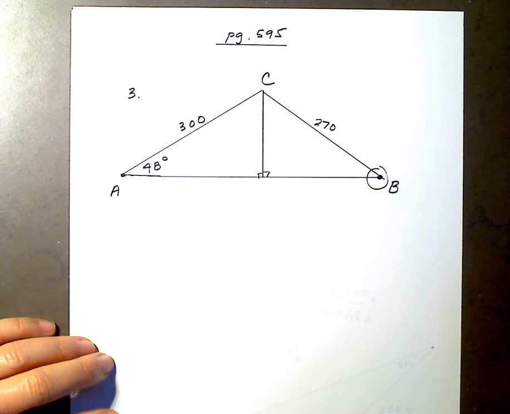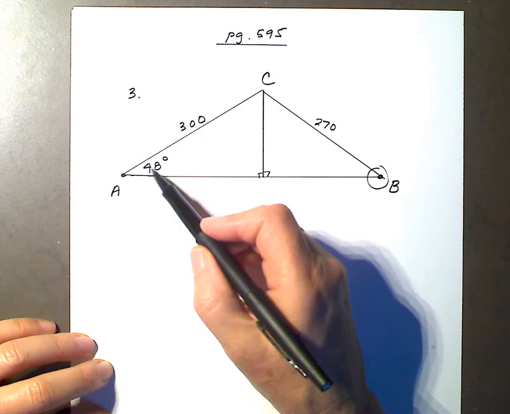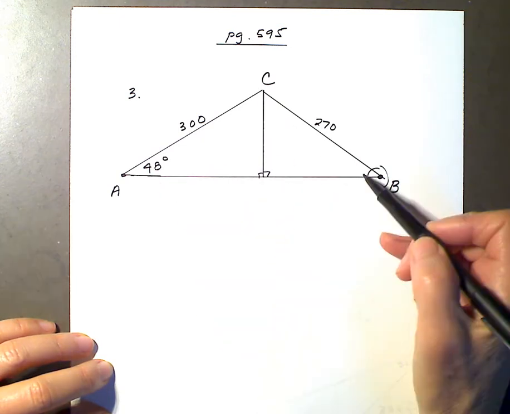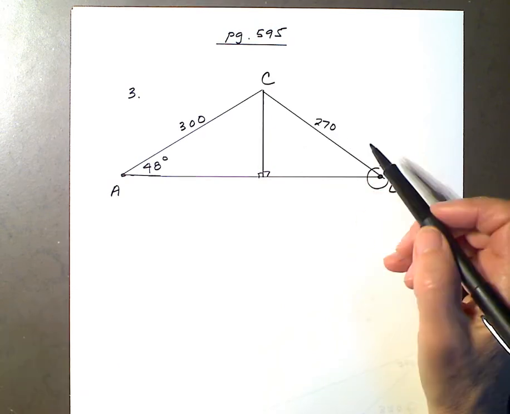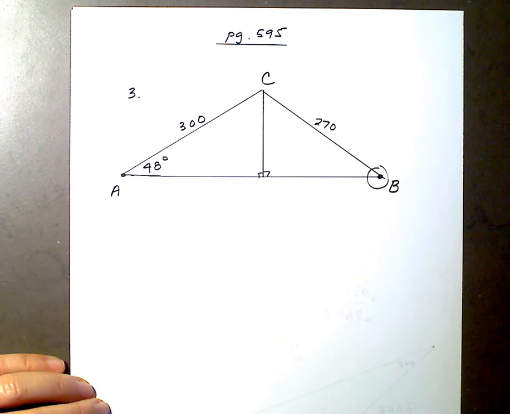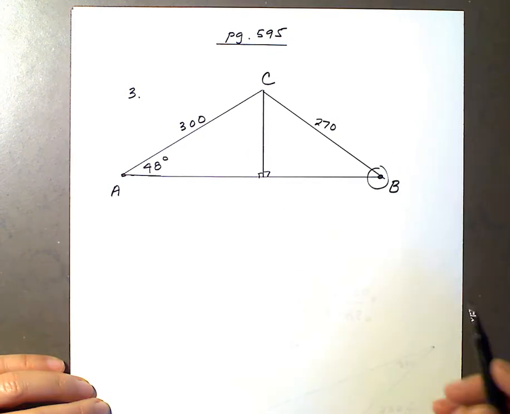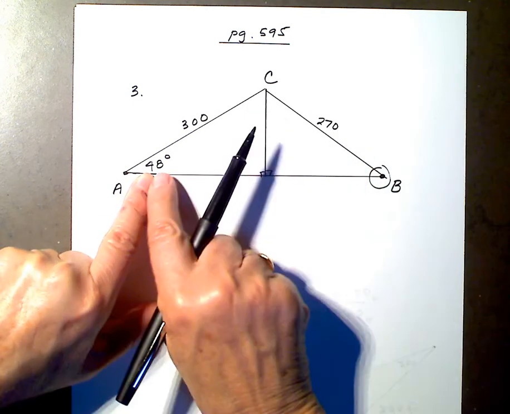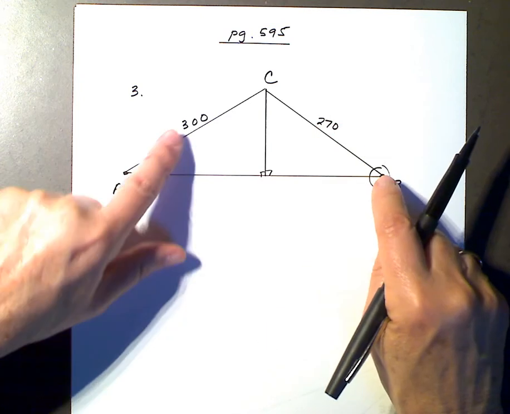So I could use right triangle trigonometry and the 48 degrees to find this height, and then use these two heights, or these two lengths, to find angle B. But I can just use the whole big triangle and the law of sines here, because I have an angle opposite a side that's known, and I have a side opposite an angle I can find.